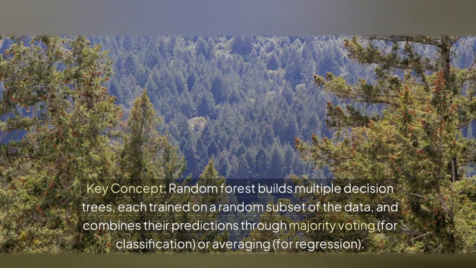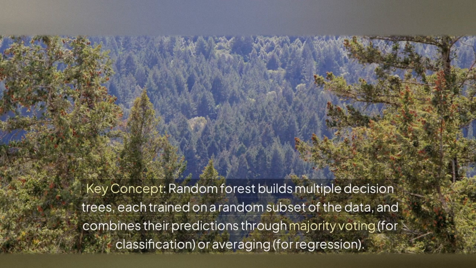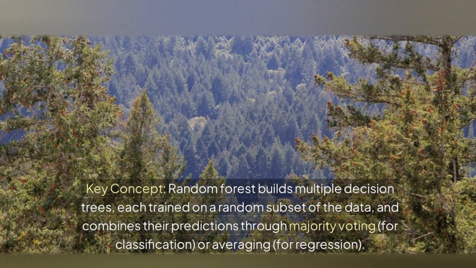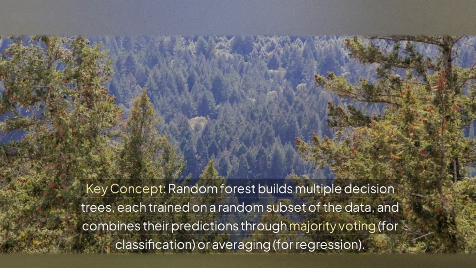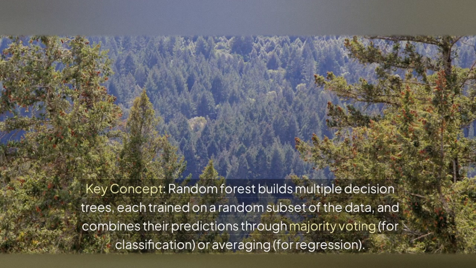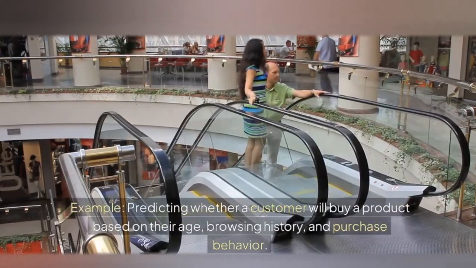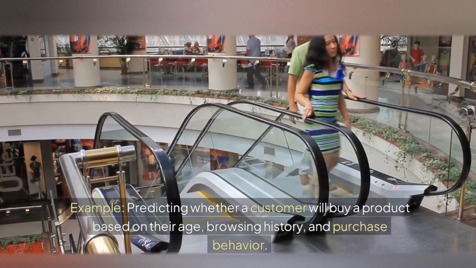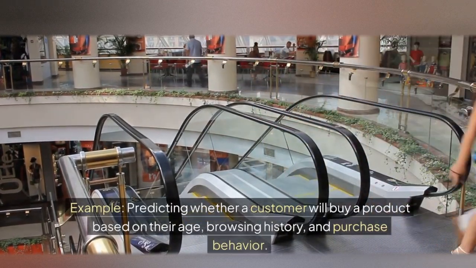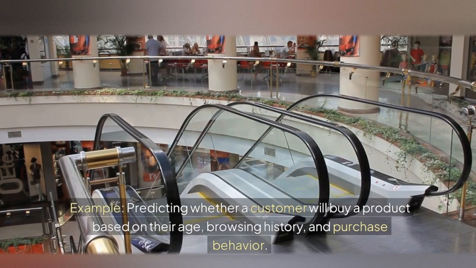Key concept. Random forest builds multiple decision trees, each trained on a random subset of the data, and combines their predictions through majority voting, for classification, or averaging, for regression. Example. Predicting whether a customer will buy a product based on their age, browsing history, and purchase behavior.